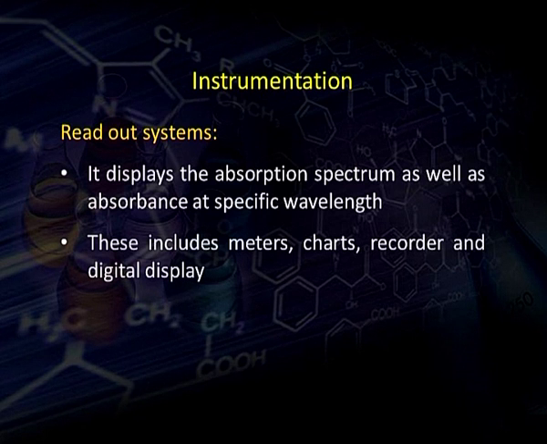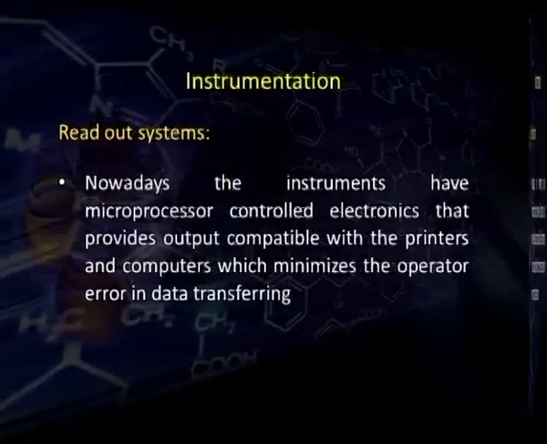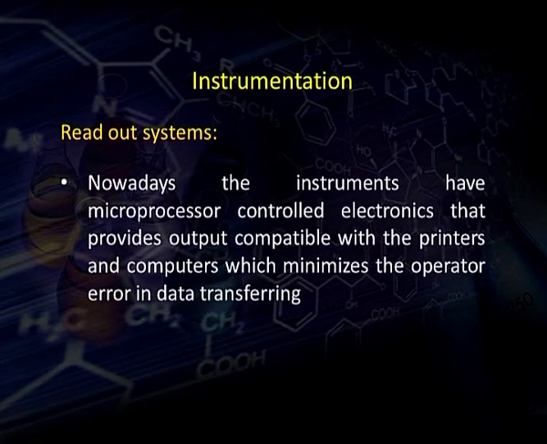The next component is the readout system. It displays the absorption spectrum as well as absorbance at a specific wavelength. These include meters, charts, recorder and digital display. Nowadays, the instruments have microprocessor control electronics that provide output compatible with the printer and computers, which minimizes the operator error in data transferring. Coming on to the applications of flame photometry.